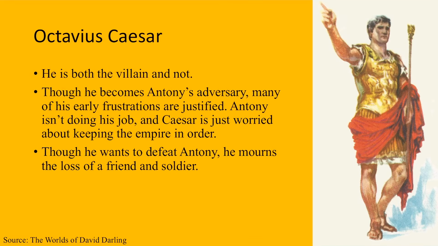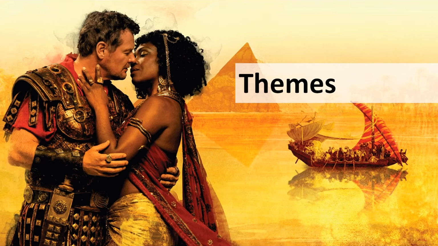Octavius Caesar is another important character. He is in some ways the villain, but equally he isn't. And though he becomes Antony's adversary, many of his early frustrations are actually justified. Antony isn't doing his job, and Caesar is just worried about keeping the empire in order. Though he wants to defeat Antony, he does mourn the loss of a friend and a soldier.